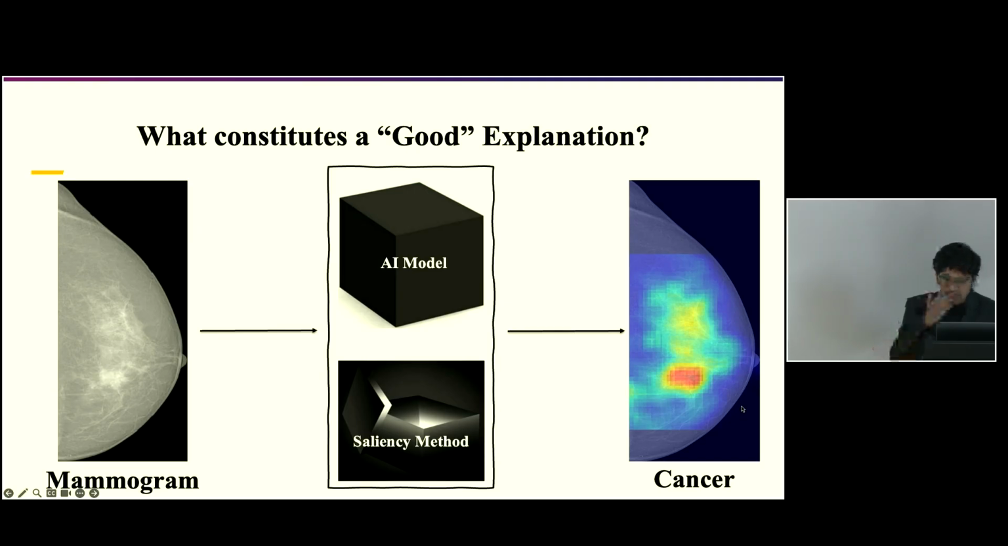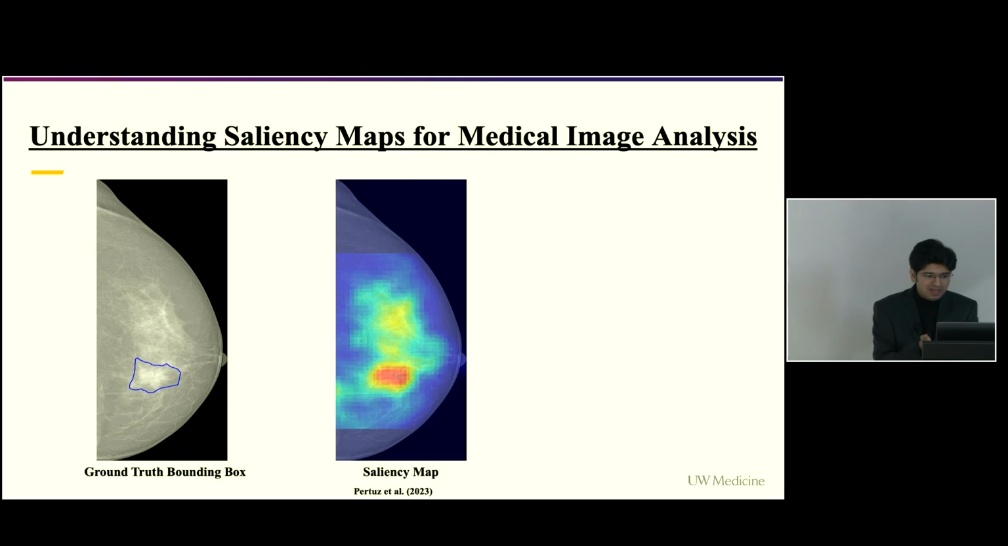Essentially, we would like to understand whether the saliency map can in some sense help us interpret the decision-making process, or even gauge whether the model is even looking at the right place while making its predictions. For example, consider this case, wherein we would have a ground truth bounding box and also the saliency map which is generated by this explainability technique.